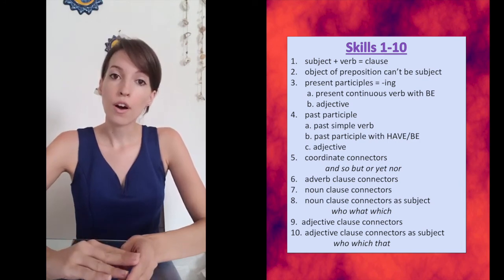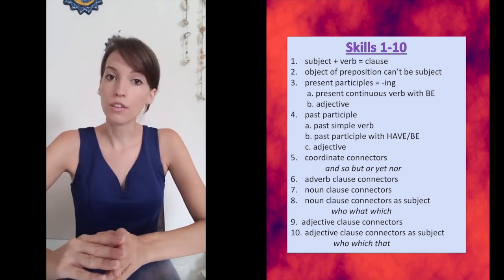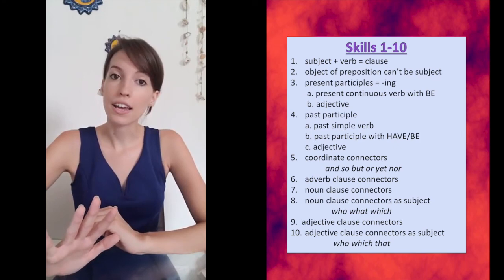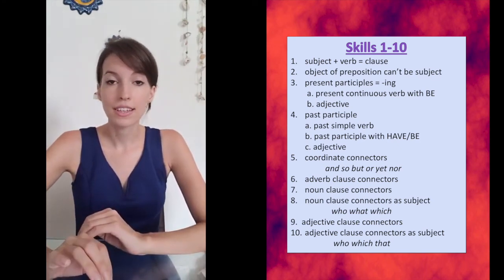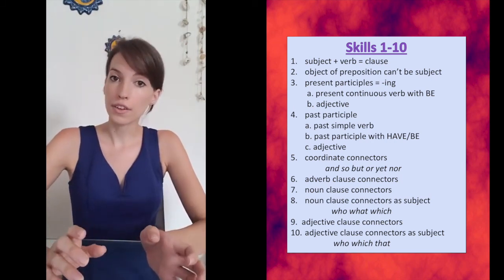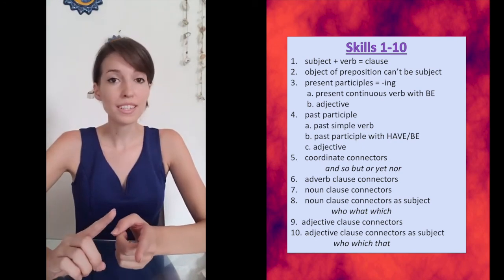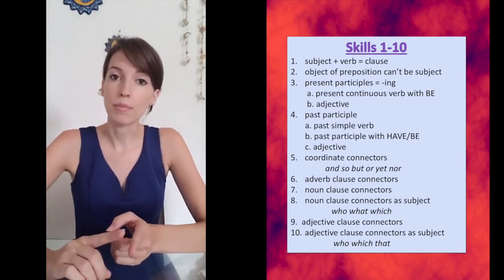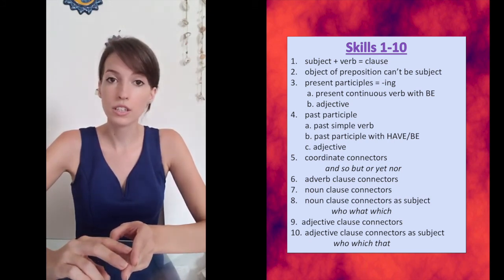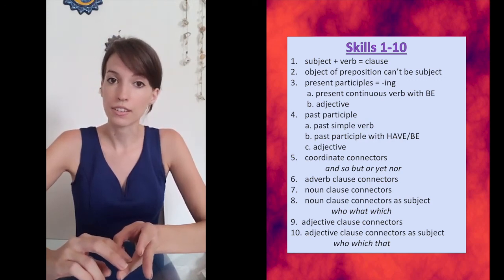Skill 4 is about past participles, and past participles can also be a verb or an adjective. Skill 5 is the coordinate connectors. These connectors can connect 2 clauses or other structures, like 2 nouns or 2 adjectives. Skill 6 is the adverb clause connectors. Skill 7 is noun clause connectors, and Skill 8 is noun clause connector subjects.